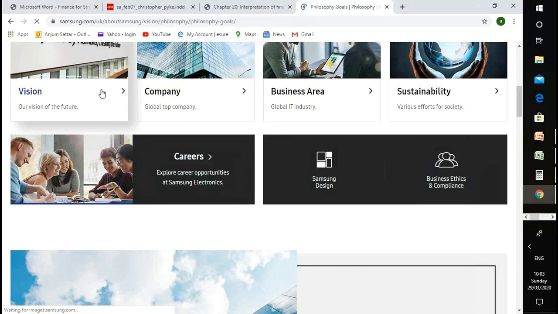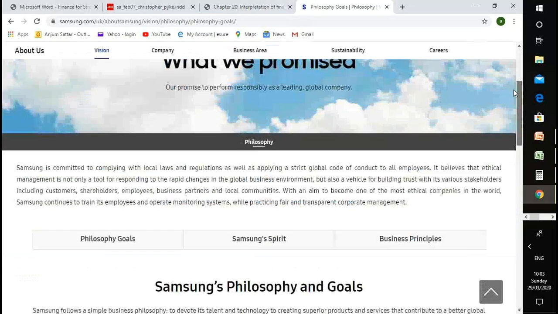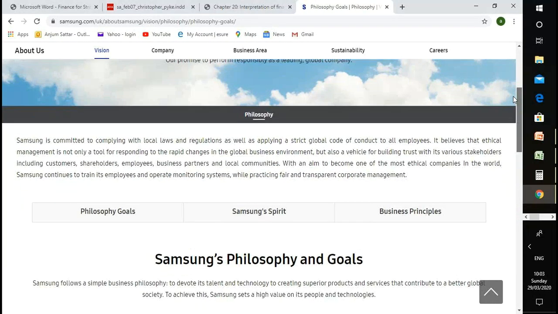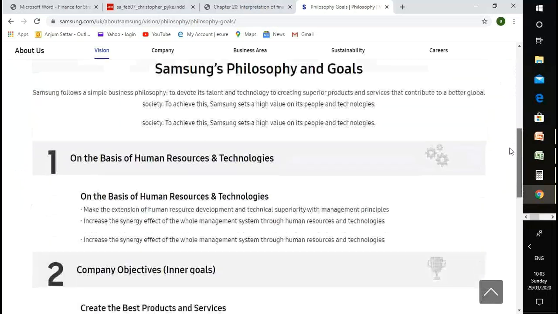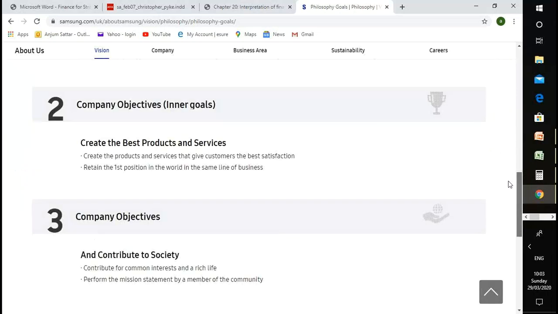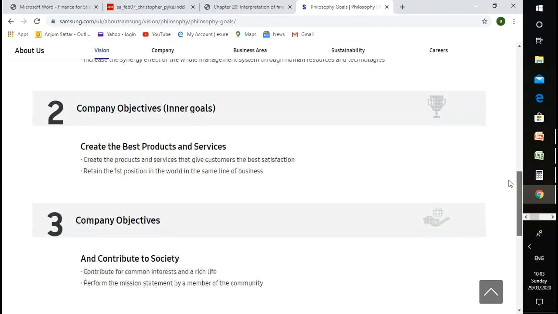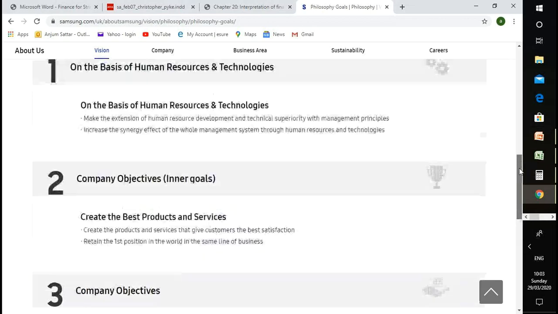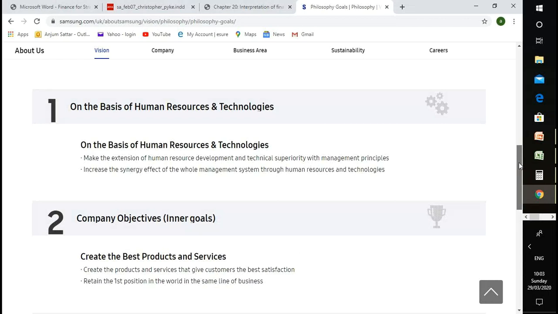First we can click and read the vision of the company, why they are in business. We can read the philosophy, the goals and business principles. Create products and services that give the customer the best satisfaction, retain first position in the world in the same line of business. So they want first position in the world. They also want to make the extension of human resource development technology, and they want to be superior and leading in the world.